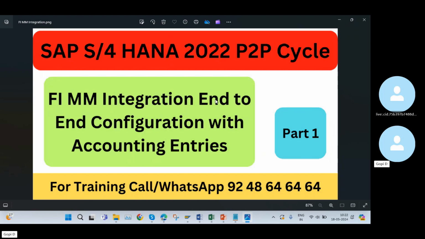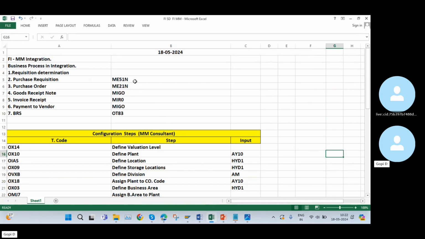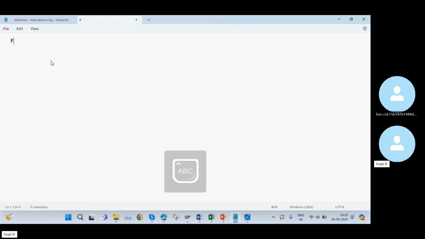Okay, so here in this area, first of all, we are going with the first point. What do you mean by procure to pay cycle? And before that, I will try to go with why FI MM integration is needed. So this is the first point. Sorry, friends. Why FI MM integration is needed? Okay.